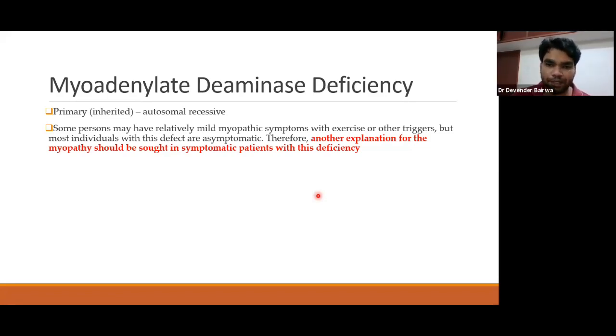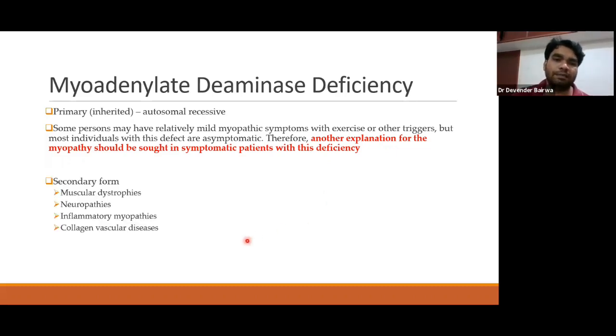Therefore, if a patient suspected of having this condition has severe myopathy, another explanation for the myopathy should be sought, because generally this condition is asymptomatic. Then there can be secondary myoadenylate deaminase deficiency, which can be associated with muscular dystrophies, neuropathies, inflammatory myopathies, and collagen vascular disease.